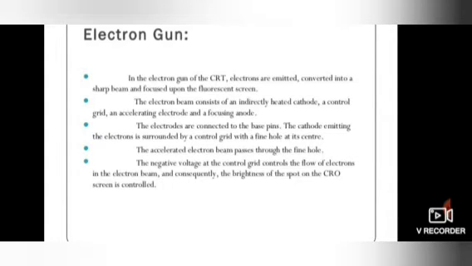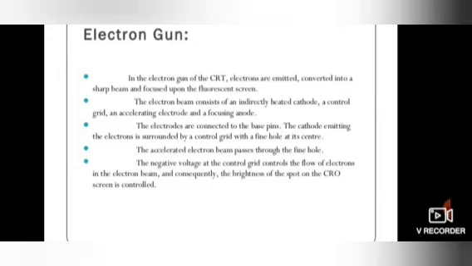In the electron gun of the CRT, electrons are emitted, converted into a sharp beam and focused upon the fluorescent screen. The electron gun consists of an indirectly heated cathode, a control grid, an accelerating electrode and a focusing anode. The electrodes are connected to the base pins. The cathode emitting the electrons is surrounded by a control grid with a fine hole at its center. The accelerated electron beam passes through the fine hole.